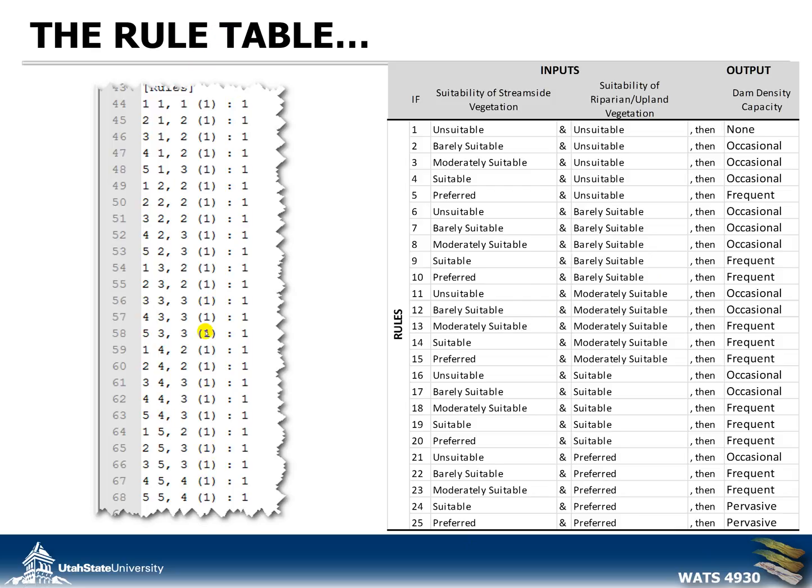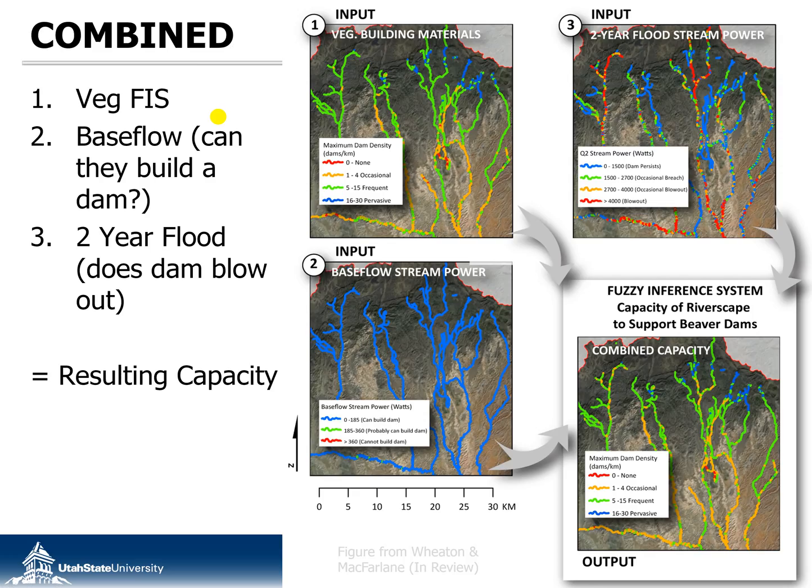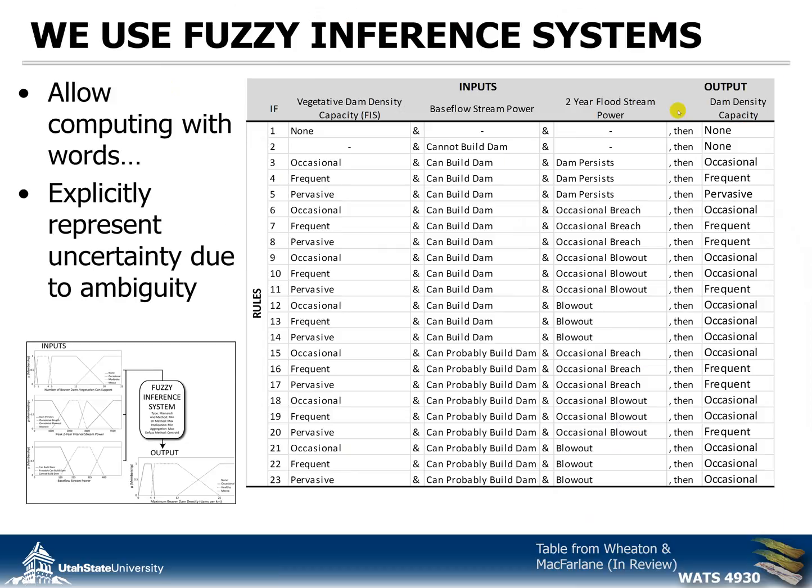And then you have a weighting function, so you can apply higher weight to individual rules if you want. And that's really all there is to it. And so you can combine, we can have another inference system that combines that veg output with the stream powers, the base flow versus the floods. And this is maybe what the rule system looks like for that. And so here is an example where the vegetation output is none. It doesn't matter what the base flow or stream power is, the dam density is still none. Versus if I have an area, let's say, that has pervasive output based off the vegetation, they can build a dam at base flow, and at 2-year floods, the dam persists, then the output itself is pervasive.